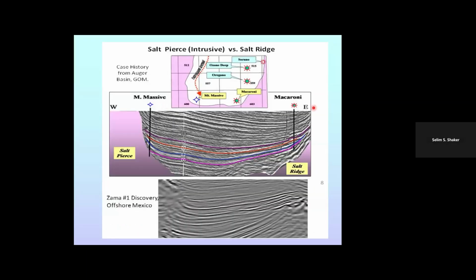Also, this is the same basin I showed you. There is a correlation. We picked up the correlation between the Zama discovery in offshore Mexico and this basin. The same thing. See, this side looks like this side is rich. Salt goes up, sediments lay down on top of it and pinch out at the end.